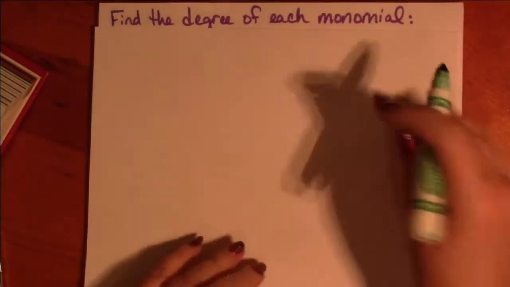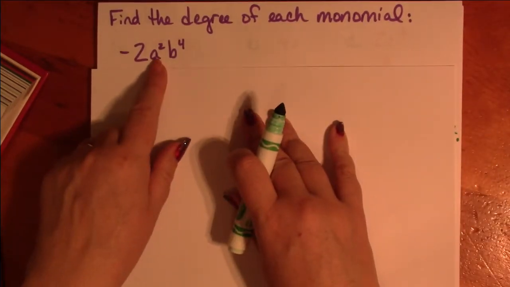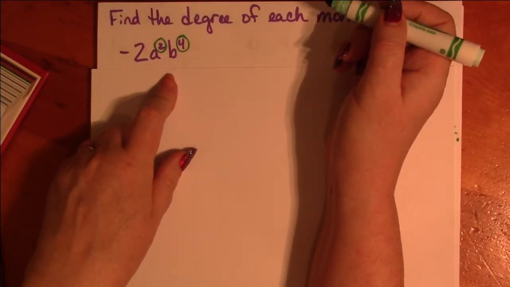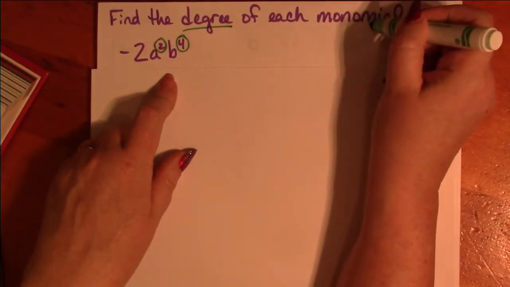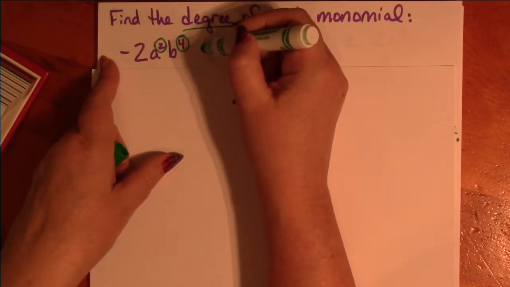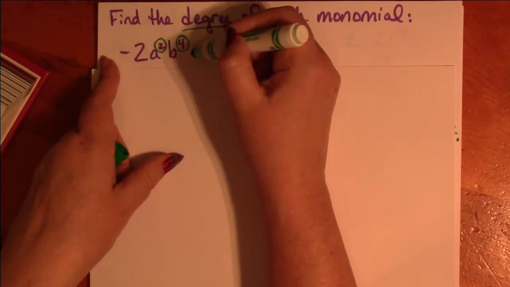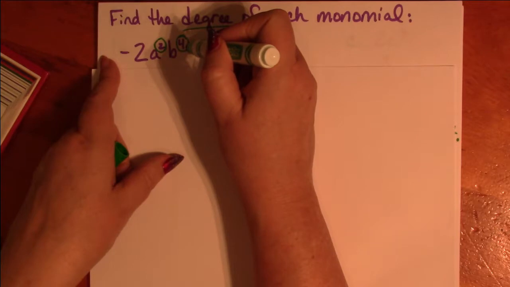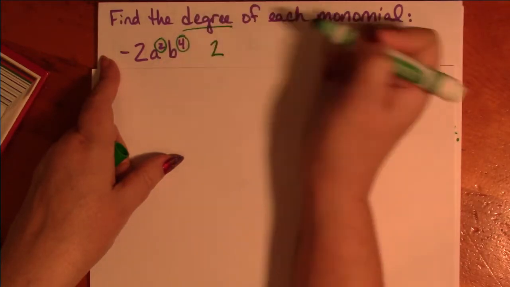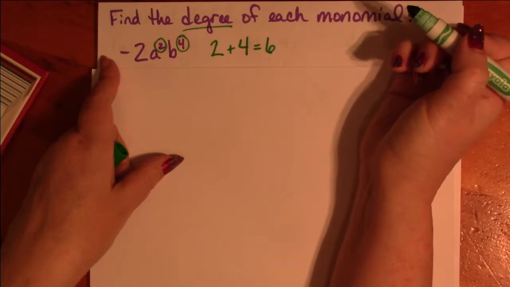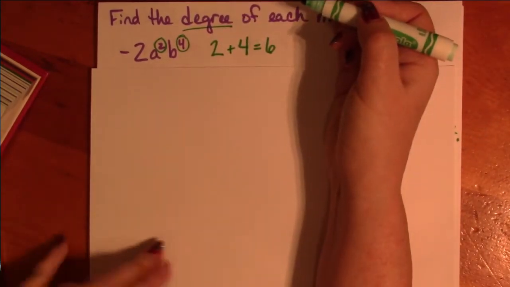The question is going to ask us to find the degree of each monomial. Here we have negative 2a squared b to the fourth. So we're looking at the exponents when we talk about the degree. It's a monomial because there is only one term. There is nothing being added to or subtracted from this. All of this is a product of everything together. So when we find the degree of it, we're looking to find the sum of all of the exponents. A has an exponent of 2 and B has an exponent of 4, and so the degree of this monomial is 6. We really are just adding up the exponents.